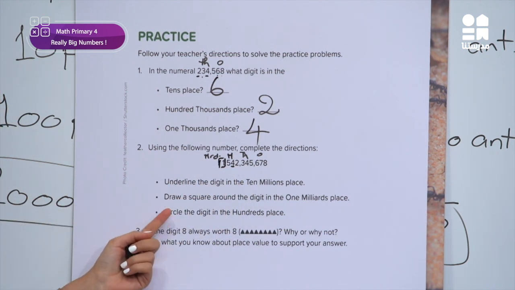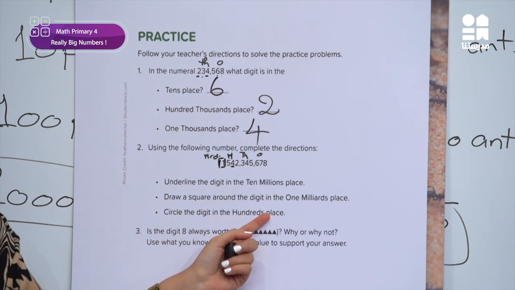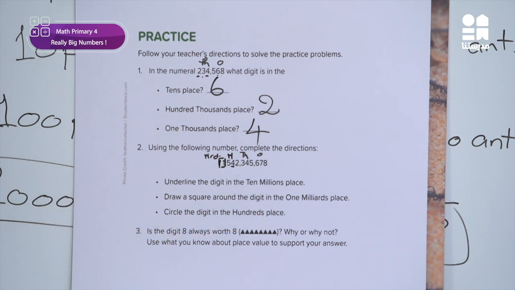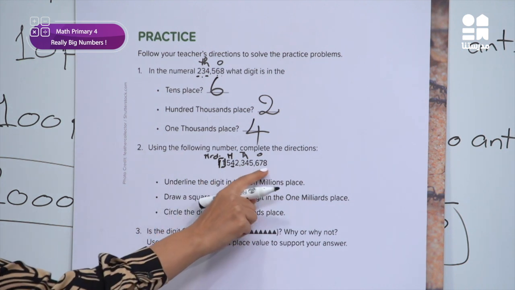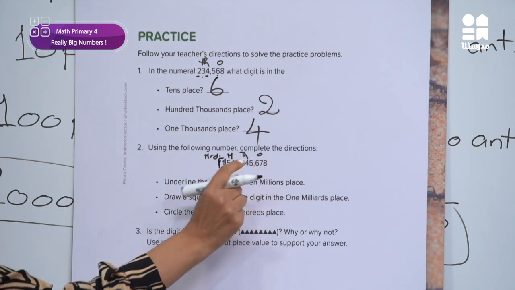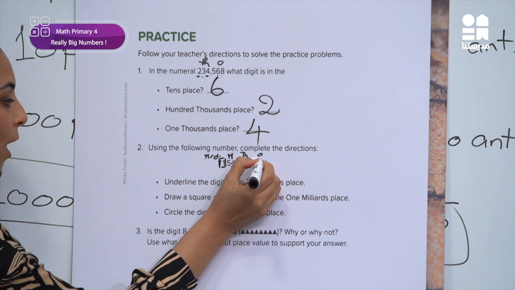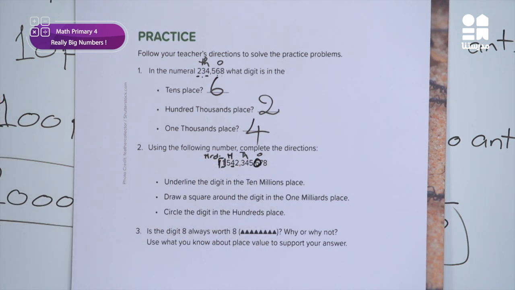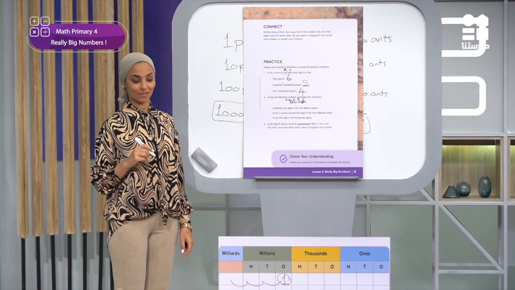Now, you want me to circle the digit in the 100th place. Where is the 100th place? Yes, here is the ones and tens and then 100. So I will circle the 6, which is in the 100th place.